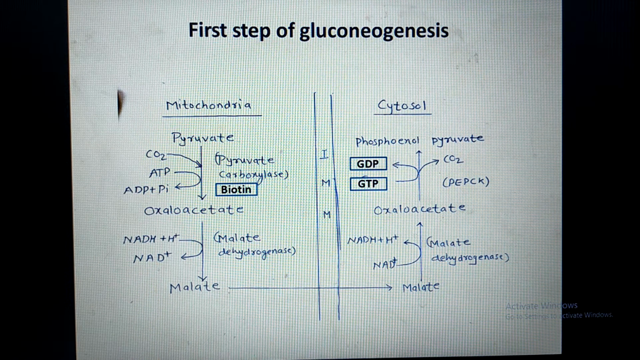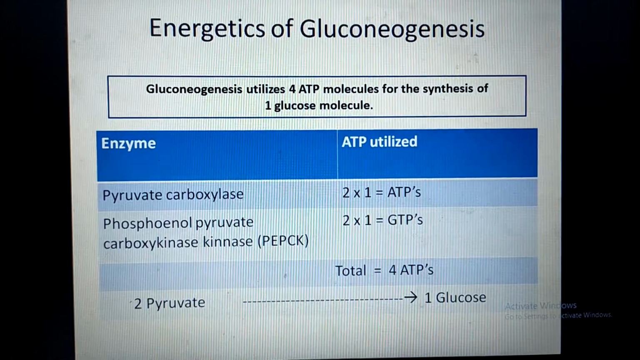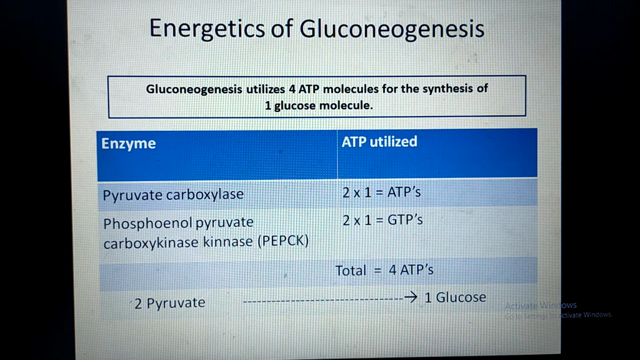And the second step where energy is required is in the cytoplasmic compartment, where oxaloacetate is converted into phosphoenolpyruvate. The enzyme is phosphoenolpyruvate carboxykinase. Again here, 2 phosphoenolpyruvate molecules are required, so here also 2 GTPs are utilized in gluconeogenesis. So 4 ATPs are required for the synthesis of 1 molecule of glucose at these 2 steps.